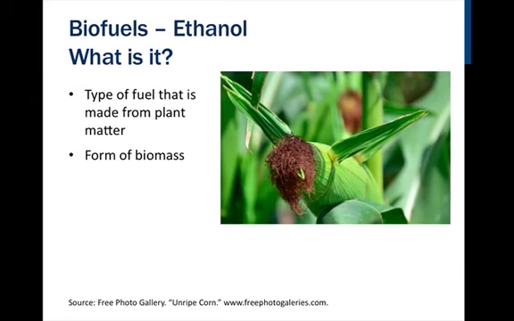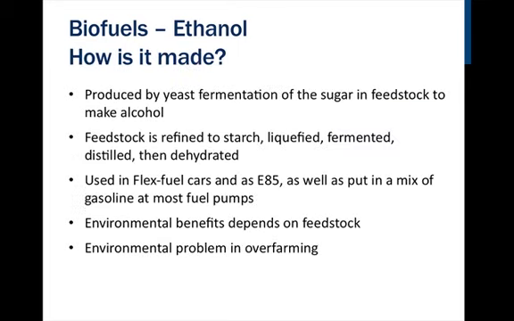Next, we'll talk about biofuels. Specifically, we'll go over ethanol and biodiesel, the 2 most common types. So first, what is ethanol? Ethanol is a type of fuel that is made from plant matter and is therefore a form of biomass. Ethanol is most commonly produced through yeast fermentation of the sugar in the feedstock. First, the feedstock is refined to starch, then liquefied, fermented, distilled, and then dehydrated.